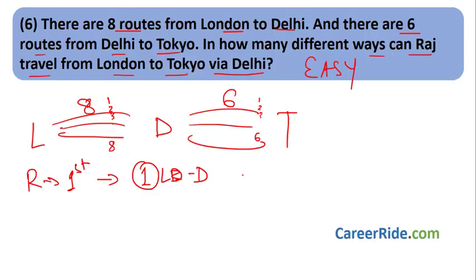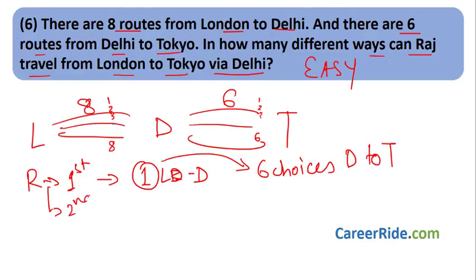London to Delhi, right? When he reaches Delhi, for way number 1, how many options are there for going from Delhi to Tokyo? There are 6 options because there are 6 ways. So for way number 1, he has 6 choices to go from Delhi to Tokyo. Same way, if Raj takes the second way and reaches Delhi, again from Delhi to Tokyo, how many choices will he have? Again 6 choices. He can go by any way, right?